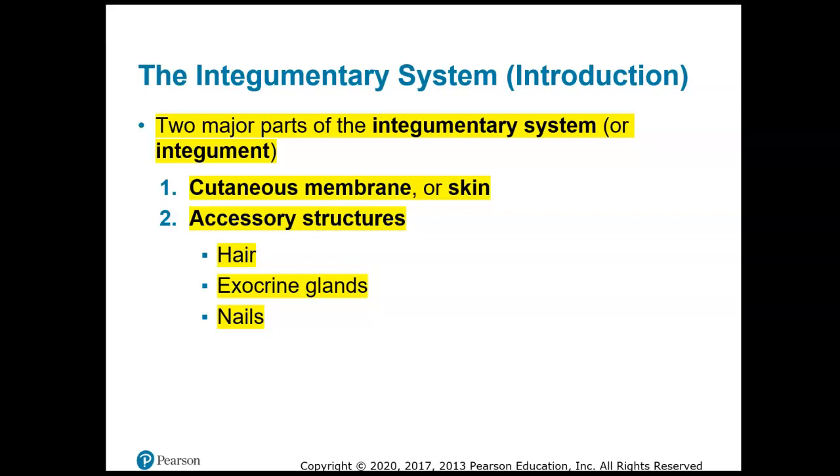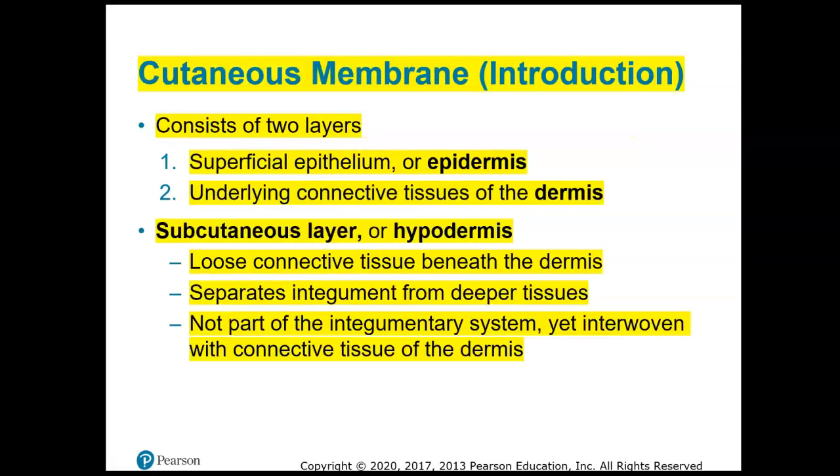The integumentary system consists of two major parts, and sometimes we just simply call the integumentary system the integument. But the major part is the cutaneous membrane, which is just another word for the skin. We learned that back in Chapter 4. And along with the skin, the integumentary system contains the accessory structures: hair, nails, and then exocrine glands like sweat glands and oil glands.